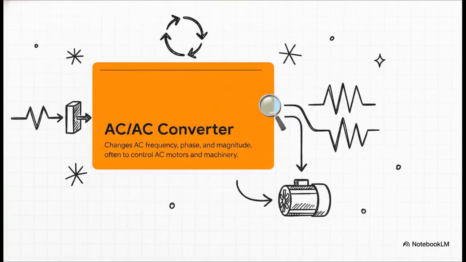And finally, we have our fourth and final type, the AC to AC converter. Now this one's a little more specialized than the others. It takes AC power of one kind and changes its frequency or voltage directly into another kind of AC power, without ever turning it into DC along the way.